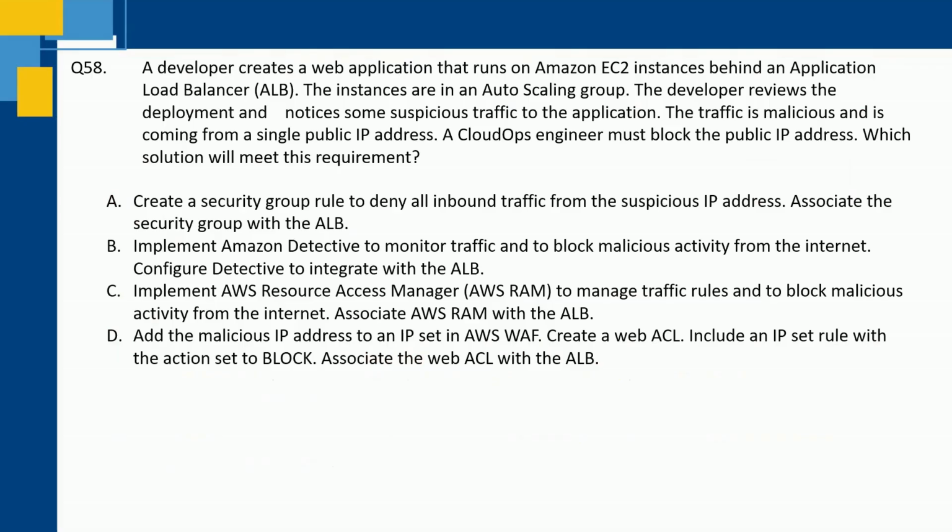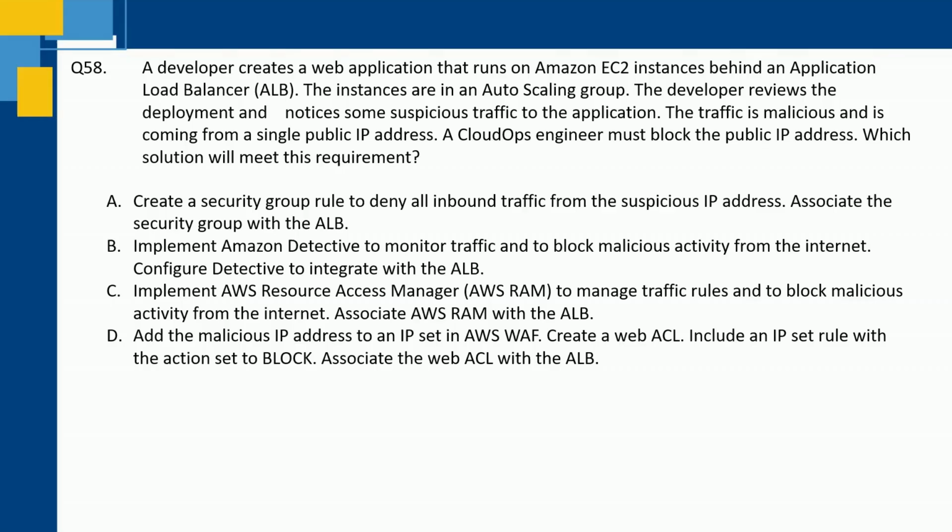Next question. A developer creates a web application that runs on Amazon EC2 instances behind an Application Load Balancer. The instances are in an Auto Scaling group. The developer reviews the deployment and notices some suspicious network traffic to the application. The traffic is malicious and is coming from a single public IP address. A CloudOps engineer must block the public IP address. Which solution will meet this requirement?